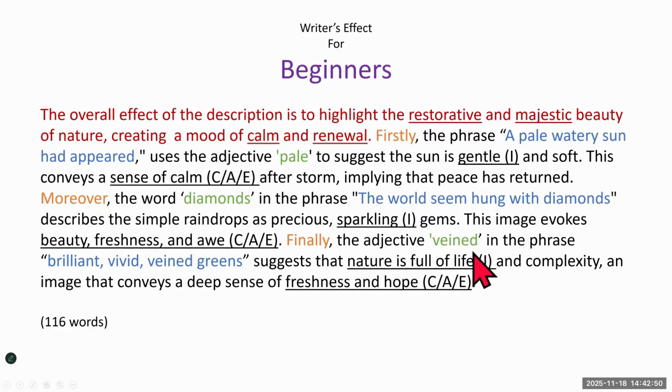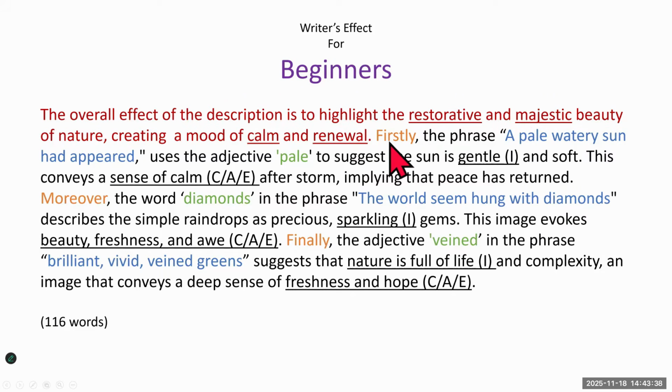So I'm going to put everything in a paragraph. If you're not sure how to do this, please make sure you watch my first video that will explain step by step how to put everything from your table into a paragraph. So first we have the overall effect, which is basically the summary of the effect of the entire paragraph, not a summary of the content. Please take note. The overall effect of the description is to highlight the restorative and majestic beauty of nature, creating a mood of calm and renewal.